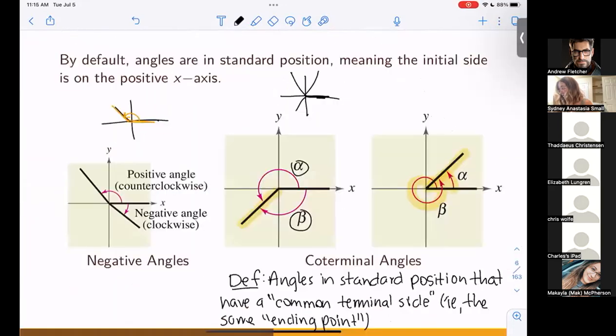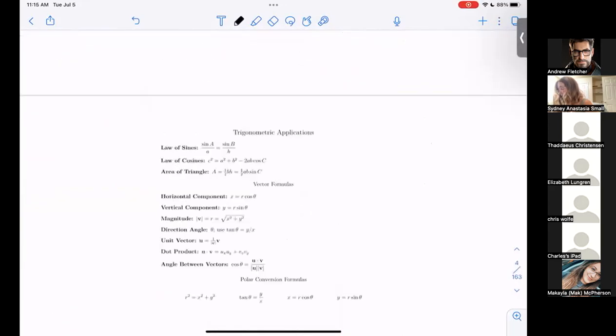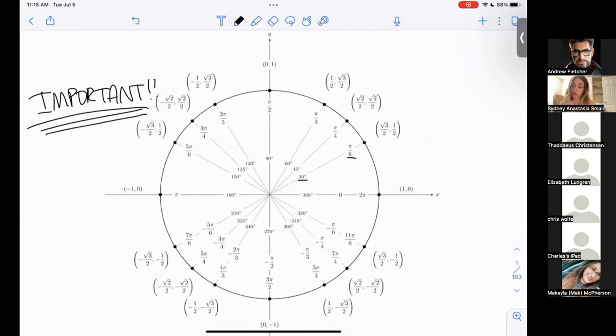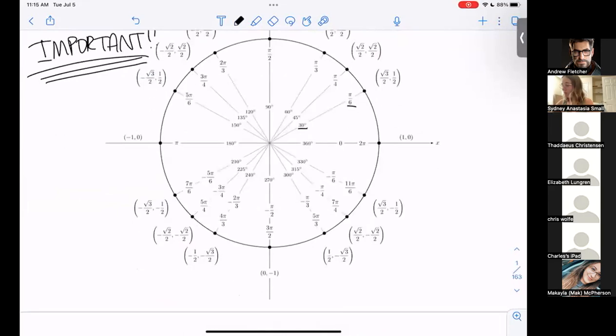Okay, so back to where we were, and there are some other reference pages up here. You won't need any of these for now. You will just need the unit circle. You will get all these reference pages with your course packet when those show up.